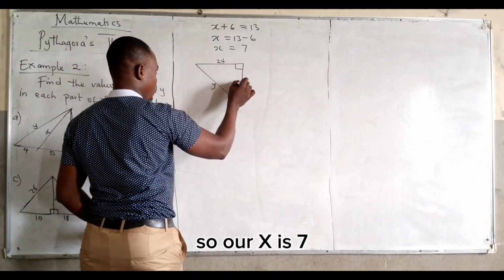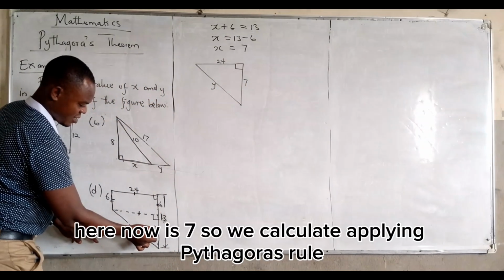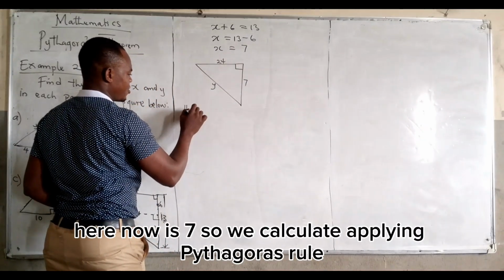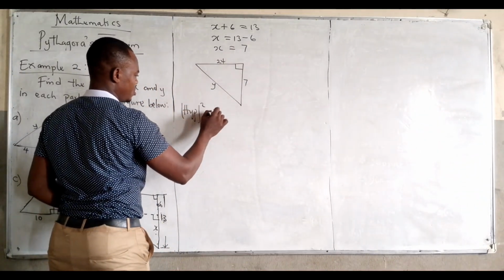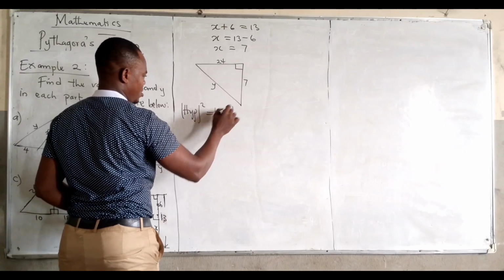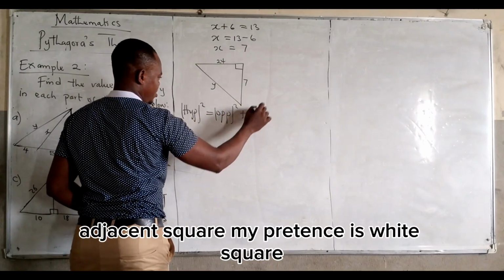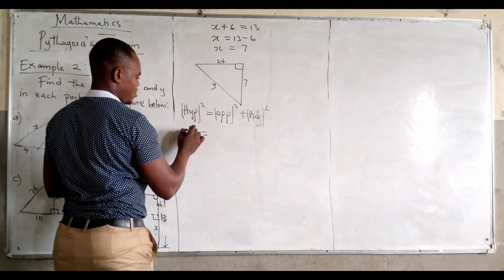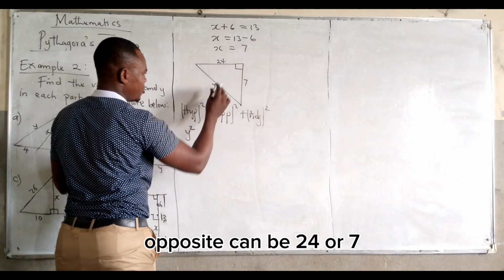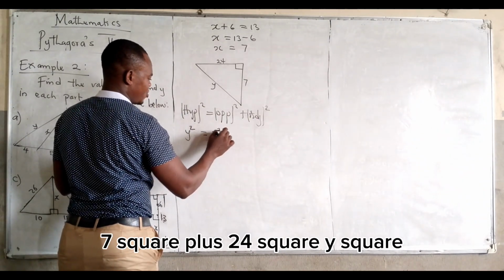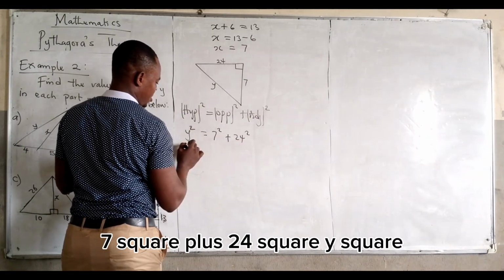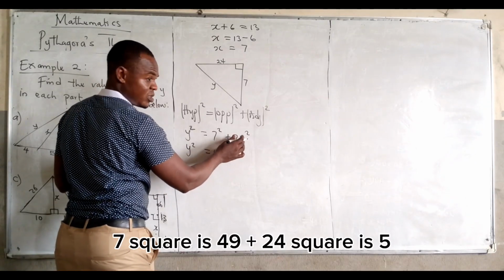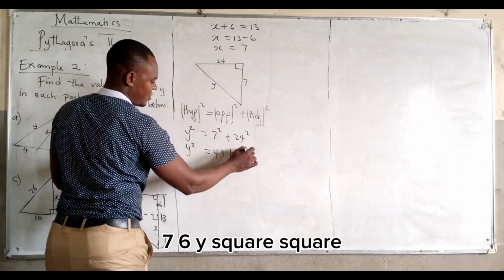So our x is 7. Here now is 7. So we calculate, applying Pythagoras rule: hypotenuse square equals opposite square plus adjacent square. Hypotenuse is y square. Opposite can be 24 or 7. 7 square plus 24 square. Y square, 7 square is 49 plus 24 square is 576.